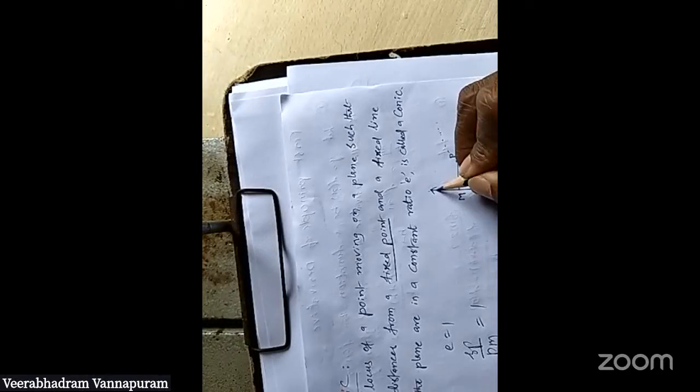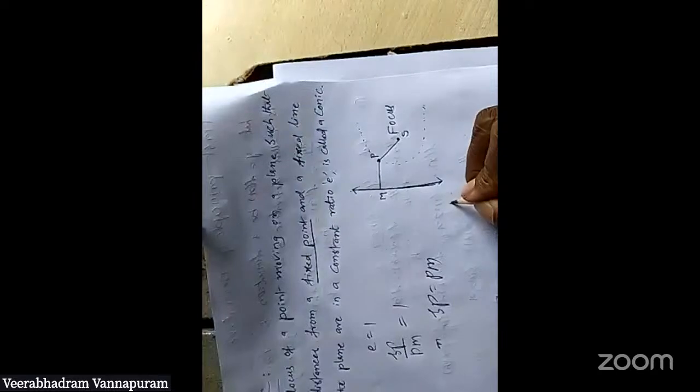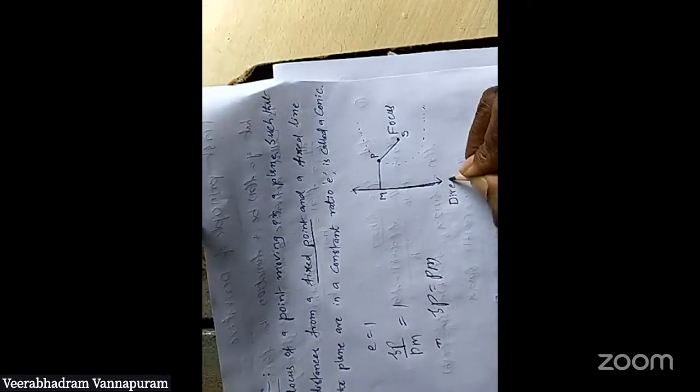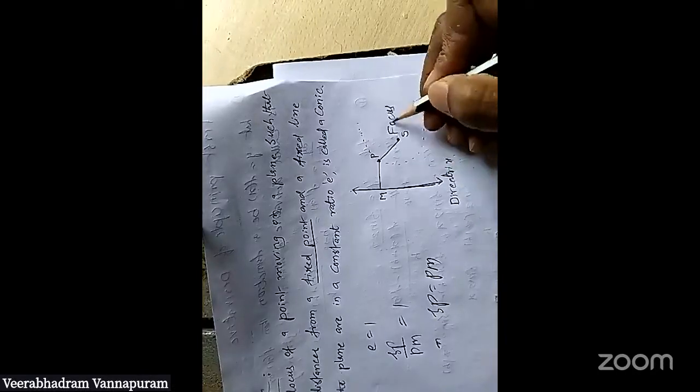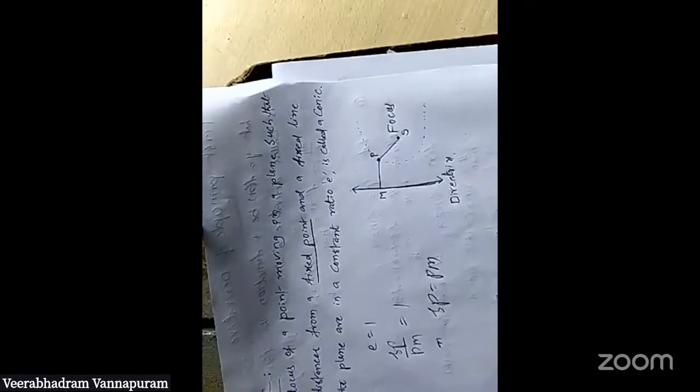And also the fixed straight line is called directrix. The fixed point is called focus and the fixed line is called directrix.